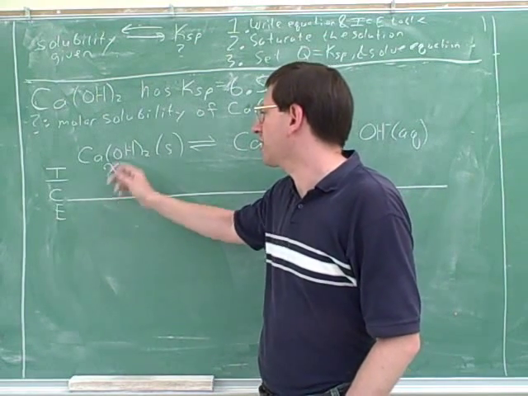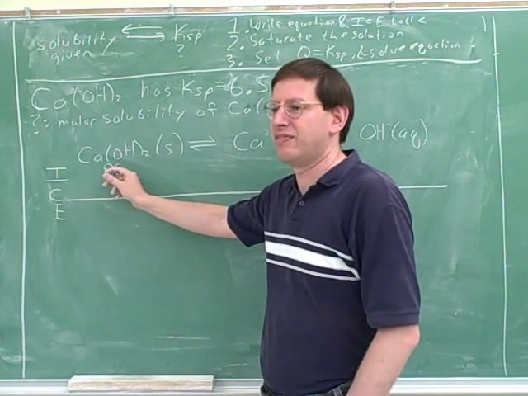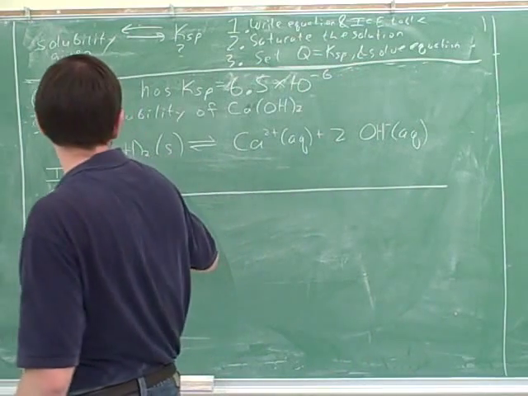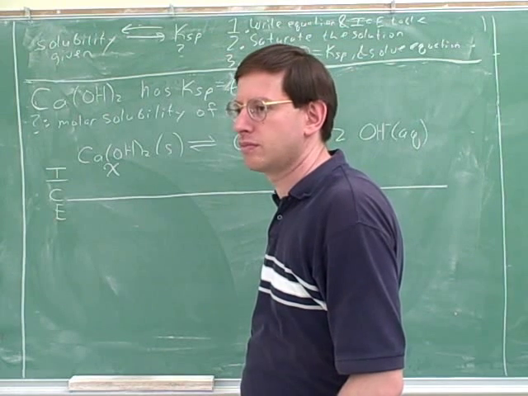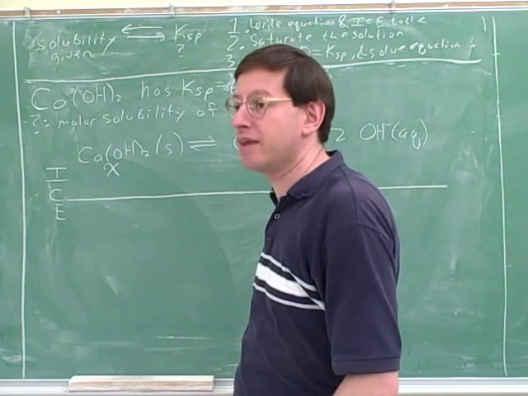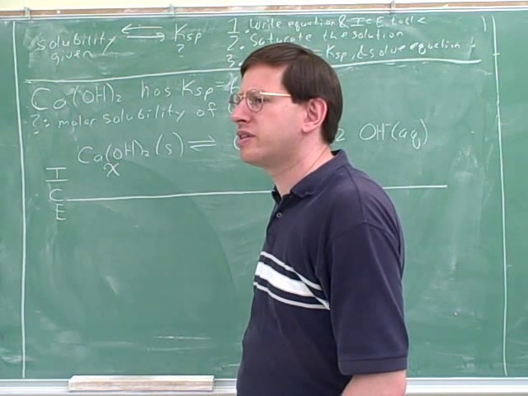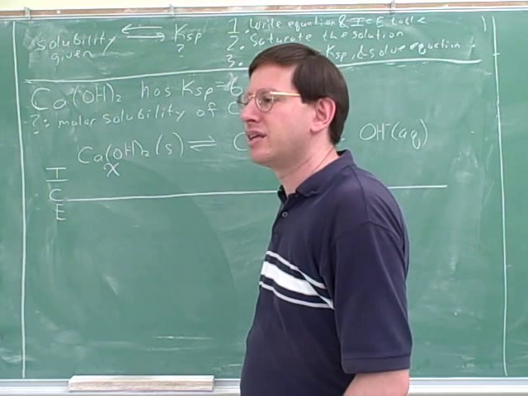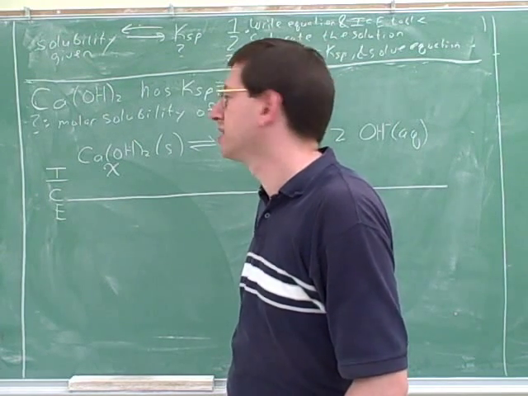So how much of the calcium hydroxide do we initially need to add? Well, we don't know how much we need to add. So we're going to call that x. So what are we using x to stand for in this problem? What does x stand for? It's how much we need to add, in order to saturate. Right. And what's the name for that? How much do we need to add? It's the molar solubility.